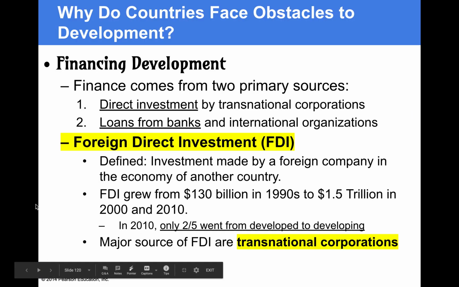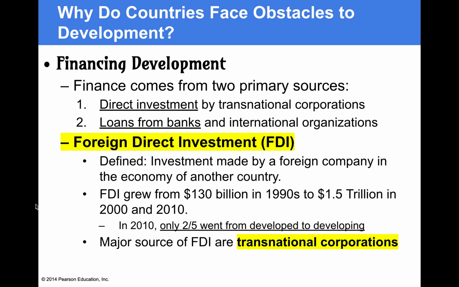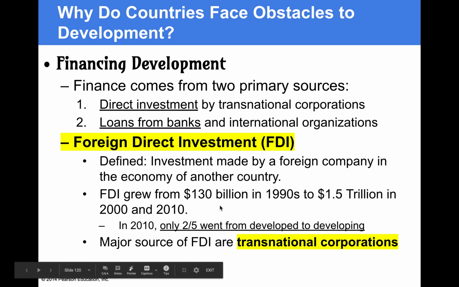All right, let's talk about more financing. Foreign direct investment. Foreign companies in the economy of another country is known as foreign direct investment. So the main vehicle is going to be transnational corporations and direct investments, which should have been underlined or highlighted here. When we look at investments, however, the investments do not flow equally, as we see down here.